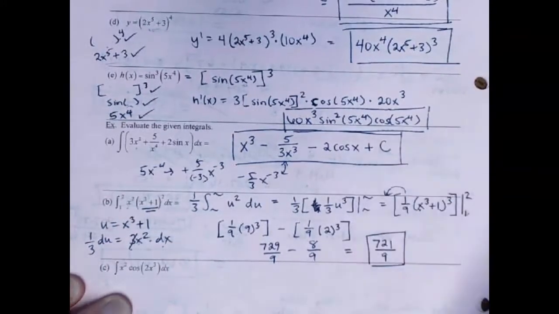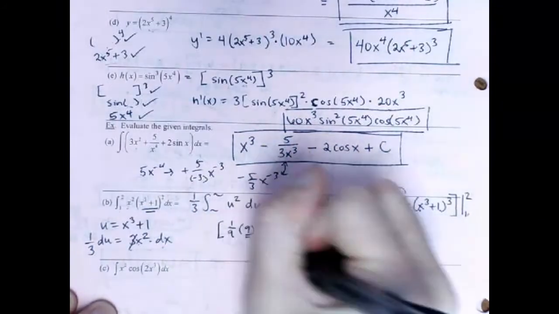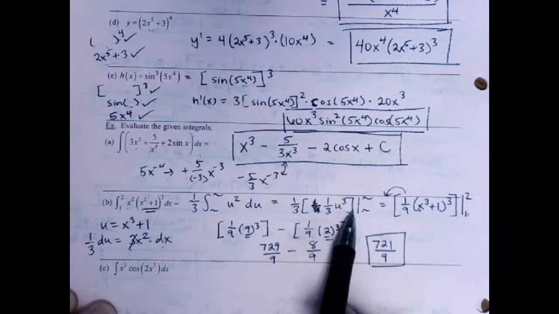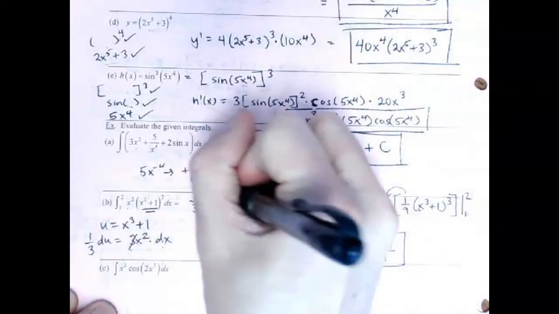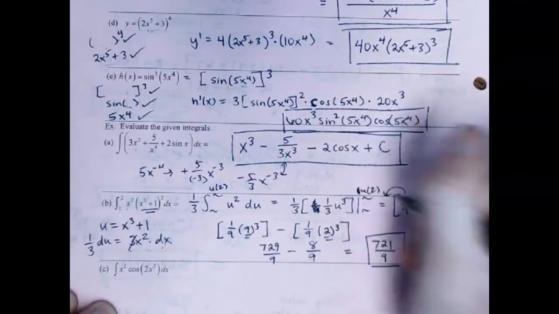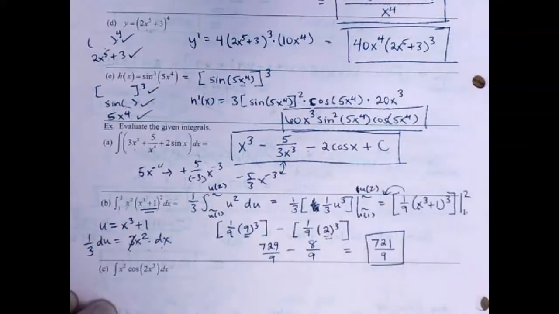Did you guys catch what the u limits would have been? If I wanted to have switched it over and found the u limits, they would have been 9 and 2. So you can either put the squiggles, or you could do placeholders, u of 2 and u of 1. Or, if you wanted to, you could have found what these u values were.